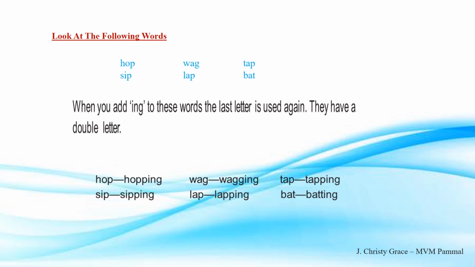So, L-A-P-P-I-N-G. Clear, children? Next, bat. B-A-T. Bat. We have to add ing. So, batting. B-A-T-T-I-N-G. Clear, children? Very good.